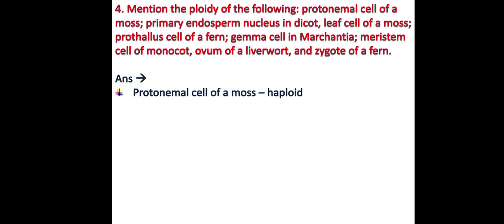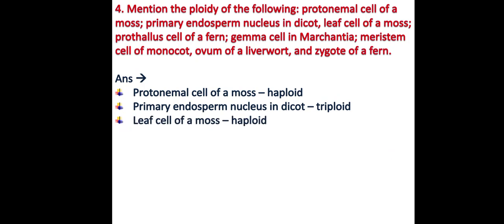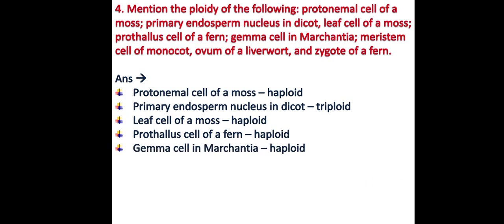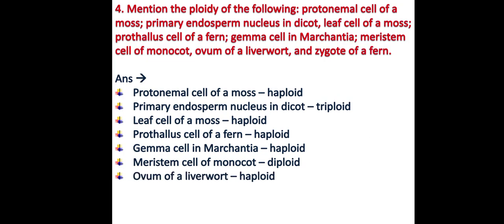Protonemal cell of a moss is haploid. Primary endosperm nucleus in dicot is triploid because it occurs by double fertilization. Leaf cell of a moss is haploid. Prothallus cell of a fern is also haploid. Gemma cell in Marchantia is also haploid. And meristem cell of monocot is diploid. Ovum of a liverwort is haploid. And zygote of a fern is diploid.